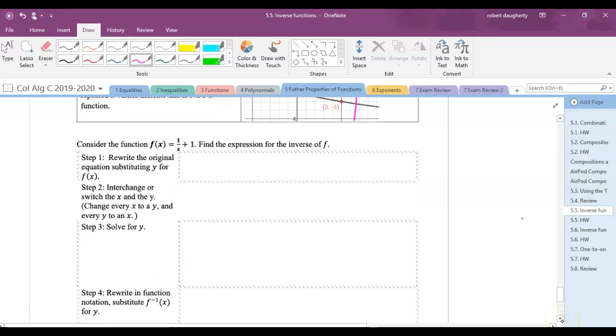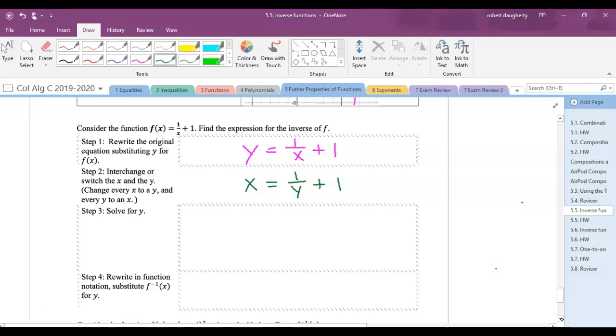What's the first step that I do? I have to write it as y equals, so y is equal to 1 over x plus 1. Next step in finding the inverse is I have to do what? Swap the role of x and y. So you just rewrite this as x equals 1 over y plus 1. Those parts are pretty easy. This is where a little bit of the heavy lifting comes in. Now I need to solve that equation for y. So what's my first step? Subtract 1 from both sides. So x minus 1 equals 1 over y.